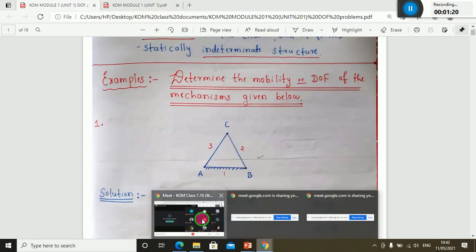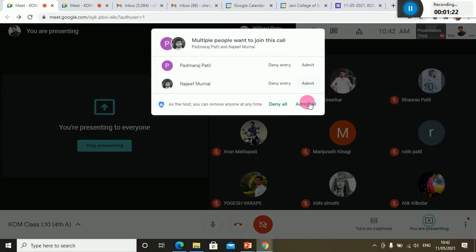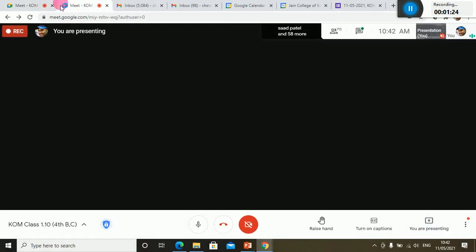And we have started with the numericals. We have started with the numericals on degrees of freedom.